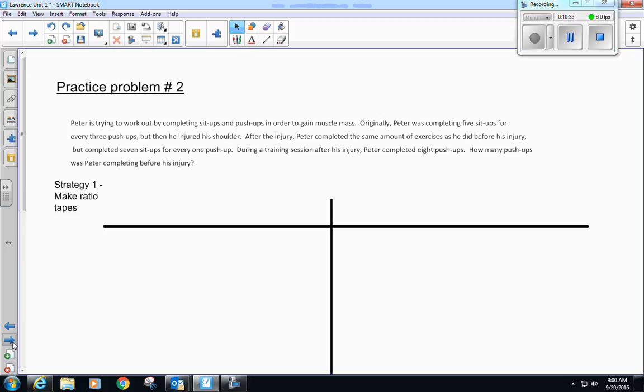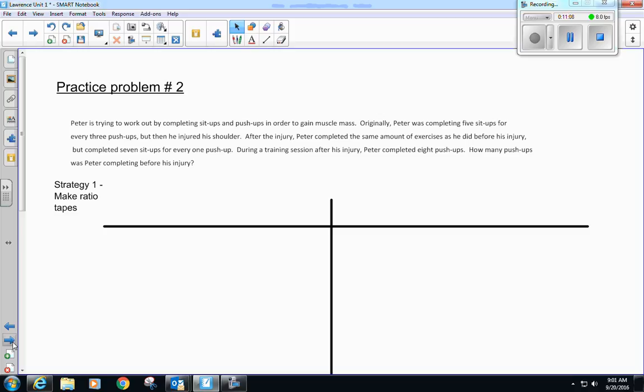It worked out by completing sit-ups and push-ups in order to gain muscle mass. Originally, Peter was completing 5 sit-ups for every 3 push-ups, but then he injured his shoulder. After the injury, Peter completed the same amount of exercises as he did before his injury, but completed 7 sit-ups for every 1 push-up. During a training session after his injury, Peter completed 8 push-ups. How many push-ups was Peter completing before his injury?